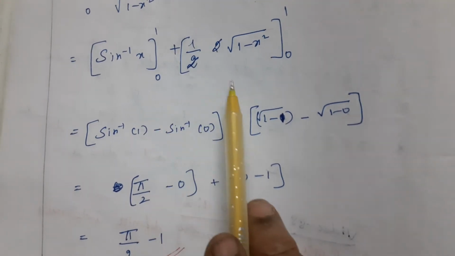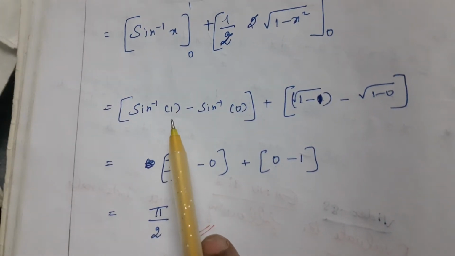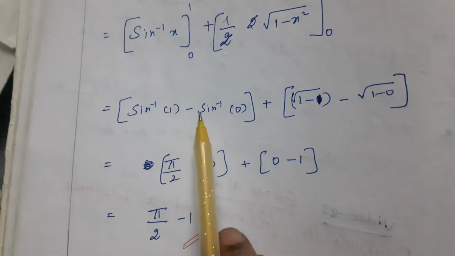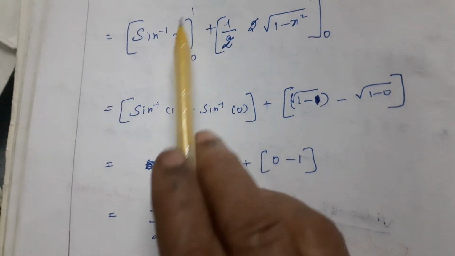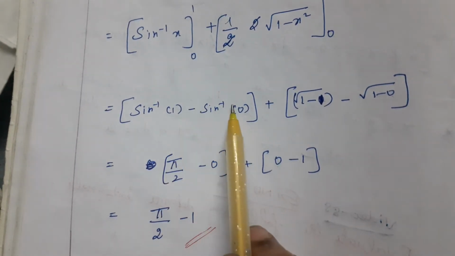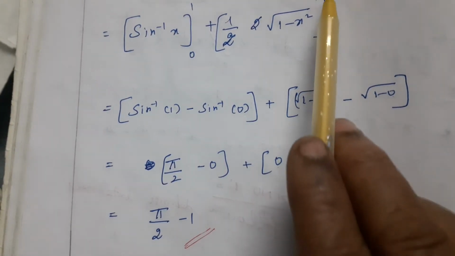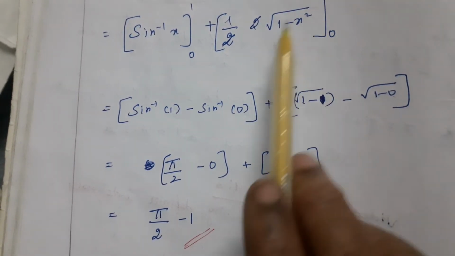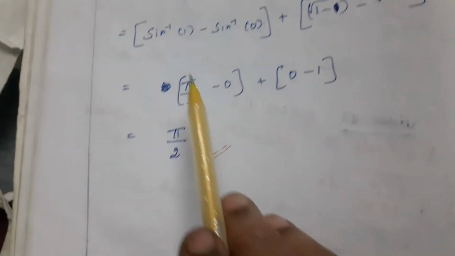Now, after the integration, we apply the upper limit as well as the lower limit: sin inverse of 1 minus sin inverse of 0. First apply the upper limit. Instead of x, you substitute the upper limit, sin inverse of 1 minus the lower limit, sin inverse of 0, plus the 2 cancelled. Now again we apply the upper limit minus the lower limit. What is our upper limit? 1 minus 1. Again what is the lower limit? 1 minus 0.